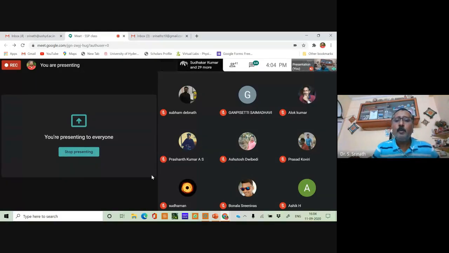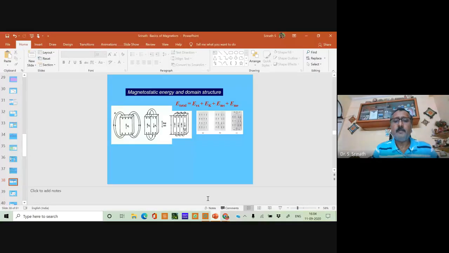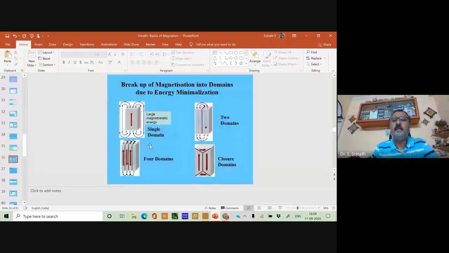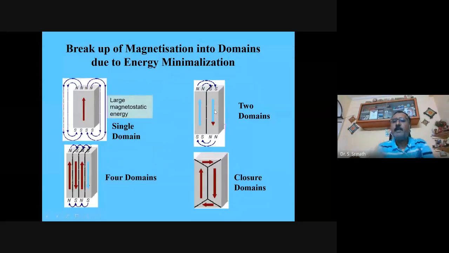So I'll go back to my configuration. You see that I cannot flip like a line. I'm drawing a line here, but it is actually not a sharp boundary between these two regions. If I look with a microscope or a magnifying glass, it is actually very wide, and in this wide region there are a number of spins over which this spin reversal takes place.